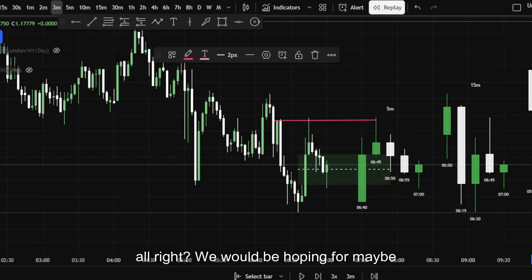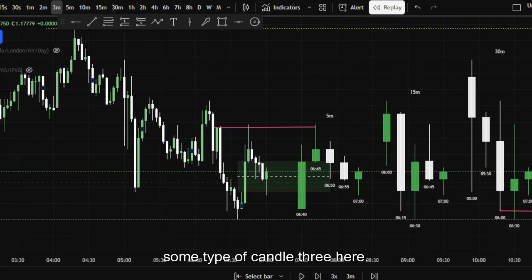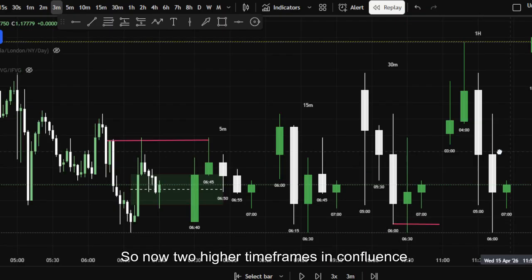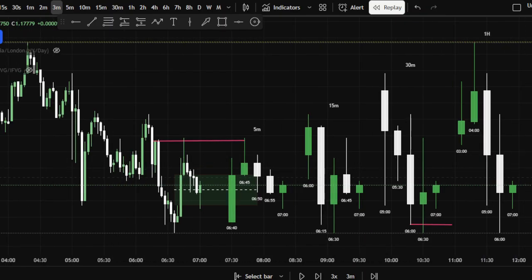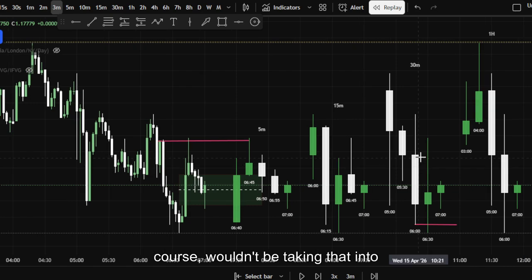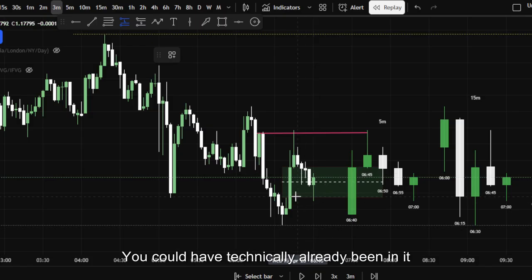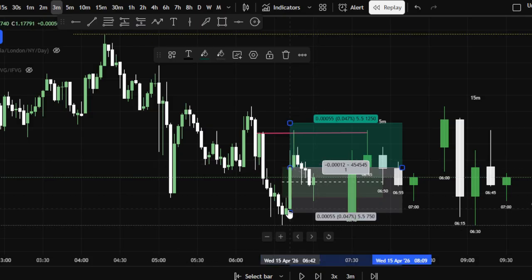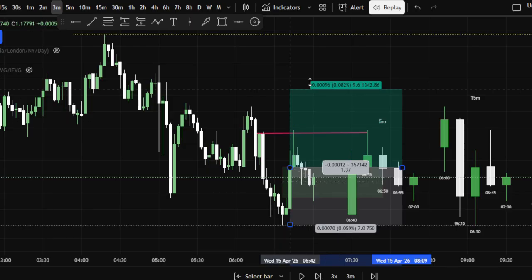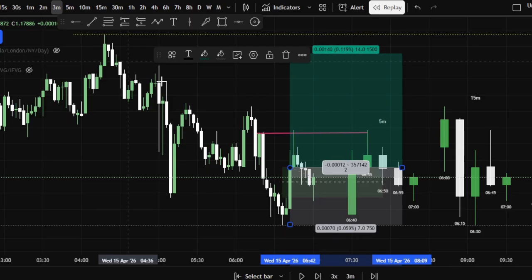We would be hoping for maybe some type of candle 3 here. Same thing happened on the hourly. We swept, closed through. So now 2 higher time frames in confluence. This is still not done yet, so we, of course, wouldn't be taking that into consideration. If you were to go long, you could do a few things. You could have technically already been in it on the close of this candle. You would have made that 2R, and we're before that, so that's fine.